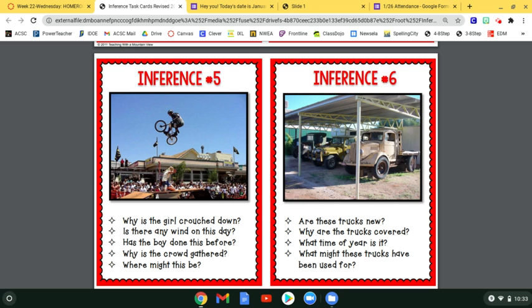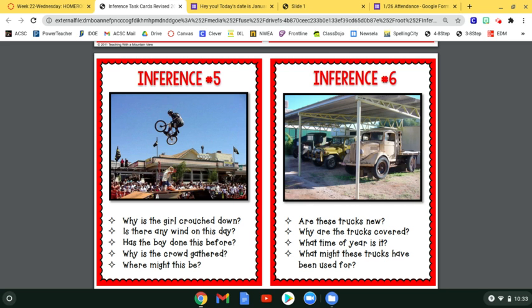An inference is kind of like a conclusion that you come to. What you do is you use information that you see in the text and you use information that you already know, which is called background knowledge. When you combine those two pieces of information, you make an inference.